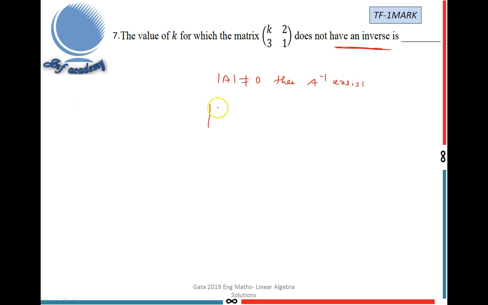So the given matrix does not have an inverse, so the given matrix determinant is equal to 0. Then only it does not have an inverse. So this is equal to 0. That means singular matrix. Determinant equal to 0 means it is a singular matrix. So this matrix does not have an inverse. So determinant is multiplying, K minus 6 equal to 0. So finally I got K equal to 6. The value of K for which the matrix does not have an inverse is K equal to 6. Answer is 6.